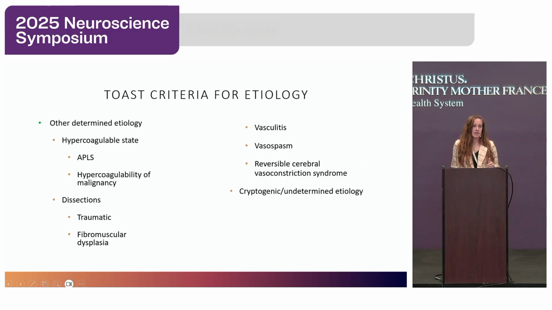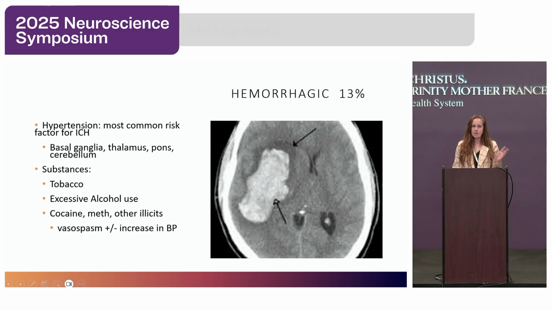The other determined etiologies, like I said, are a little bit of everything else. You have a reason to be hypercoagulable, whether that's cancer or a clotting disorder, trauma, dissections, whether that's from a chiropractor or your blood vessels are set up for dissection, vasculitis, spasm from something, and then your cryptogenic or undetermined etiologies. I told you we're going to blast through the boring part, so we're almost there.